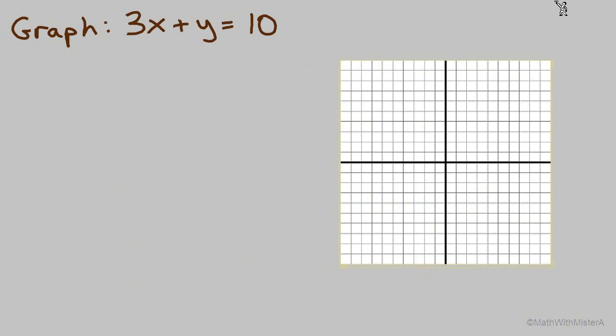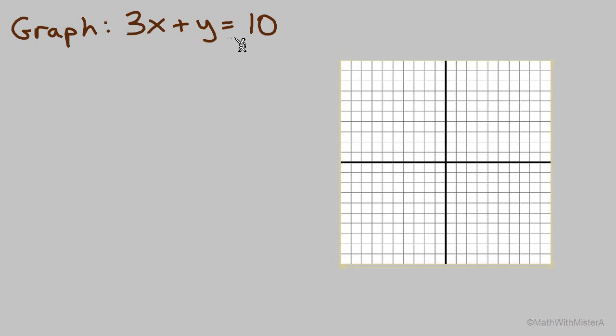Here's the next example. Graph 3x plus y equals 10. Now remember, it's just all about finding ordered pair solutions, a number for x and a number for y that would make the equation true. And if you can spot those ordered pairs by inspection, that's still a good way to go.